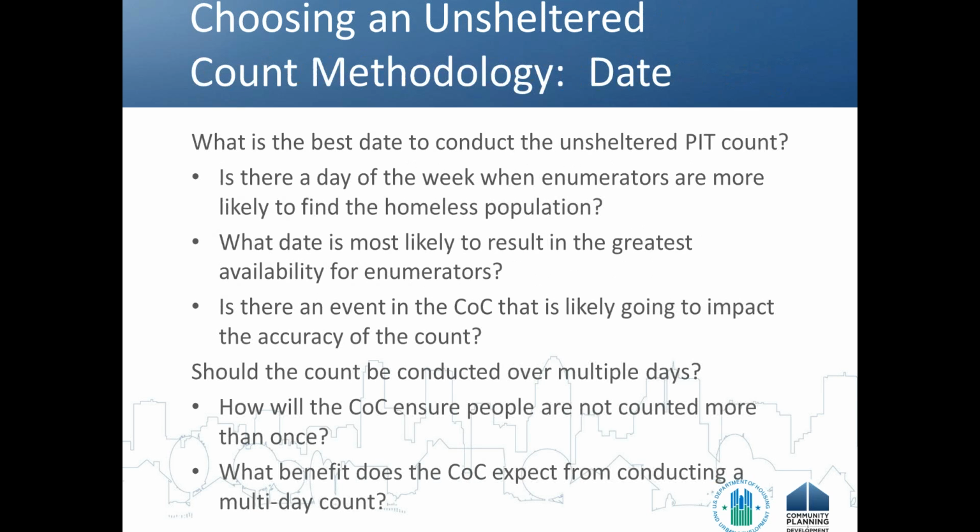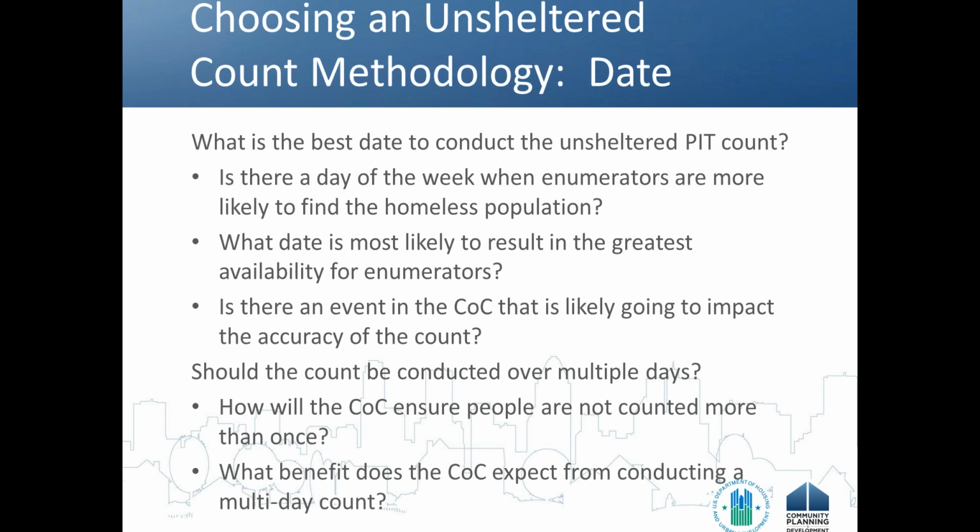Also the date. So it's fun to pick the dates. Obviously there's a lot more factors than I originally appreciated when I started doing point-in-time count guidance and worked on the point-in-time count. And so I've always found it fun to see what COCs come up with for dates. Here are just a few things to consider as you look at dates. Is there a day of the week where you can get volunteers or enumerators? Is there a date that's most likely to result in the best count?